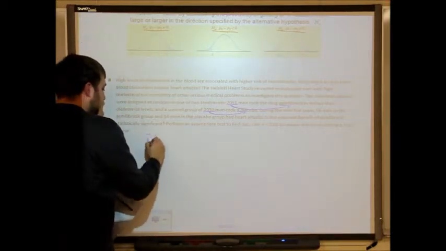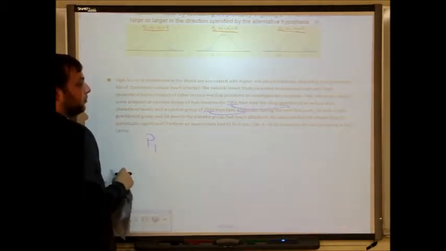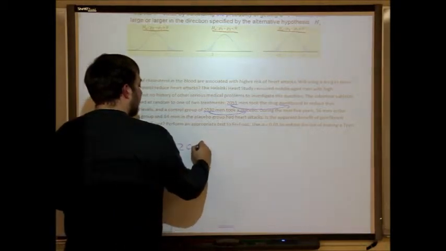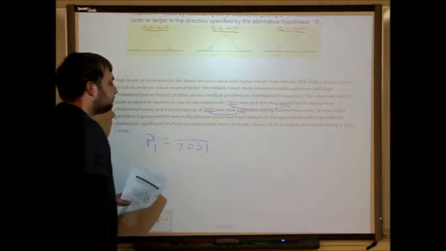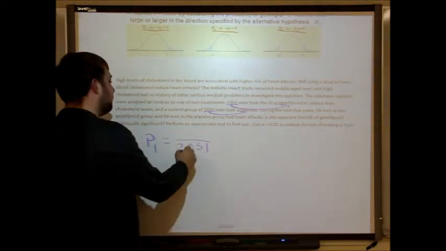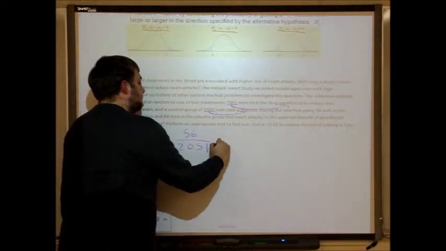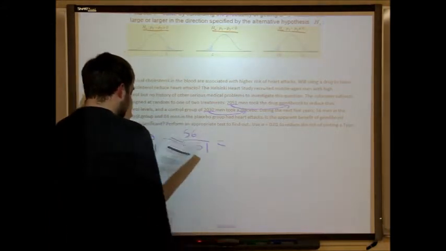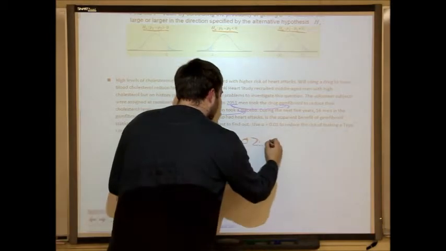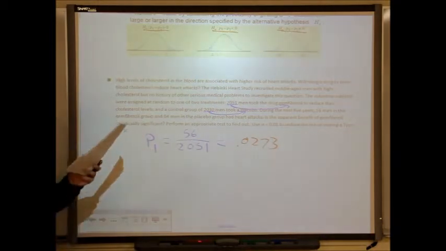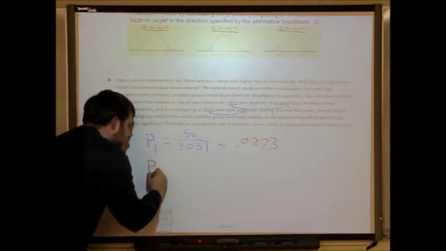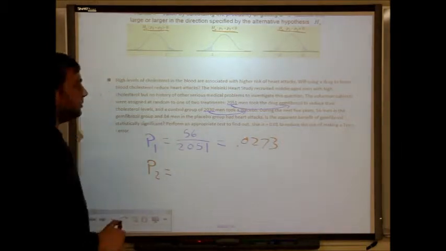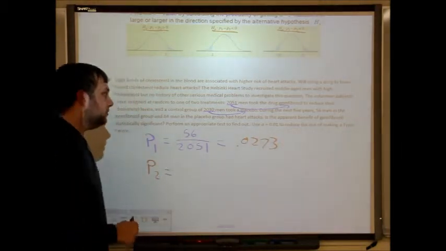So if you find your probability of the first event, we'll say with gemfibrozil, so P1 is going to be, well, I have 2,051 who took it, and 56 men had heart attacks. So how many had heart attacks as a percentage? I got a percentage of 0.0273. And my P2 would be the people who took placebos. So they thought they were taking something that was going to improve their heart condition, but really not.